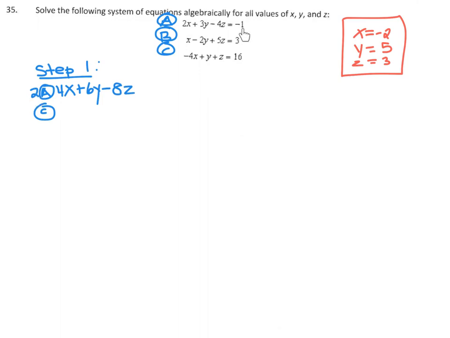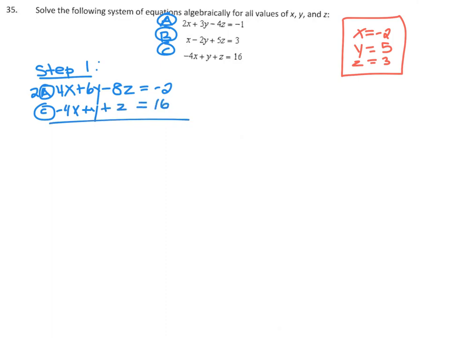And then 2 times -1 is -2. Now here it just says I'm taking equation C and just copying it down, right? There's no number in front of it. So I'm going to take this equation and copy it down. So -4x plus y plus z equals 16.